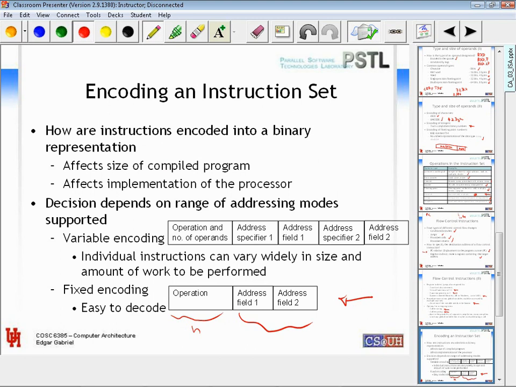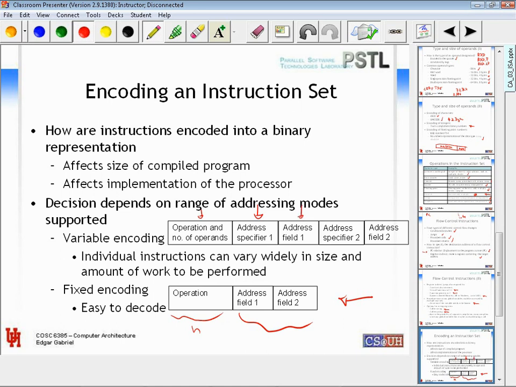On the other hand, you had the approach supported by most CISC processors, where you have, in fact, a variable length instruction. The first bits represent the operation and the number of operands. You had additionally address specifiers, which tell you what type of addressing you are really using, followed by the address field, etc.